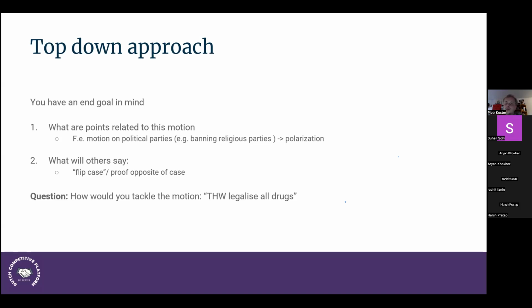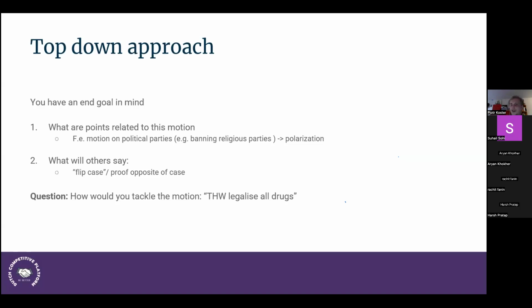But another way to think about this is that sometimes when you just hear a word, you already have some preconceived notions about things that are related to it. So if you have a motion on political parties, and banning religious parties and that kind of stuff, then what can you talk about in politics? Well, we're having a lot of problems with polarization or populism. And then you just take one of those end points, more or less polarization or more or less populism, and you ask yourself, how do I go from the motion to this point?